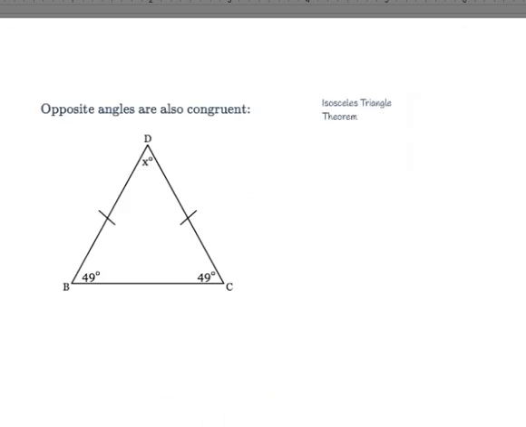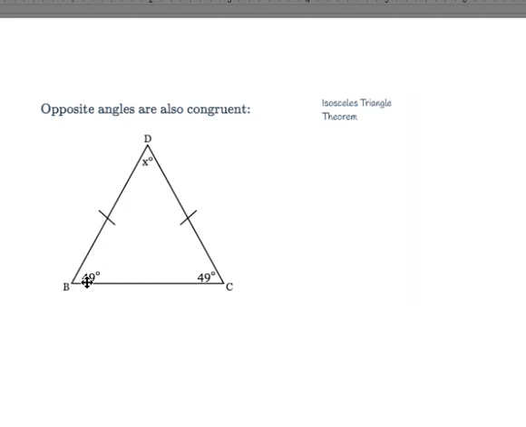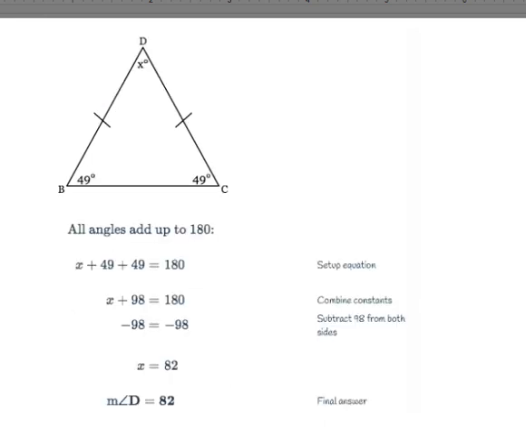So we know that opposite angles are congruent. So here we had 49, and if C is 49, that means that B is also 49. So now we have a triangle that looks like this. We need to now add all of these three angles together to sum up to 180 and perform algebra from there. So here we have all angles add up to 180. We set it up so that x plus 49 plus 49 is equal to 180. Then we combine the constants. And if you want to look at the reasons, they're right here. We combine 49 plus 49. Then we subtract 98 from both sides. And we're left with x is equal to 82.